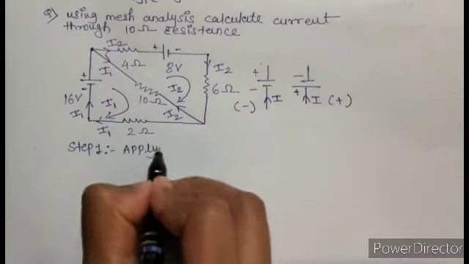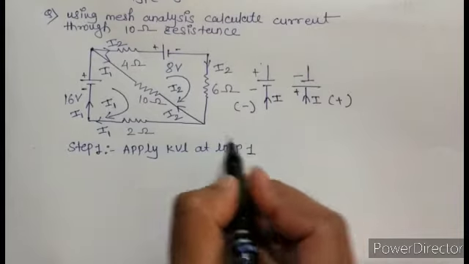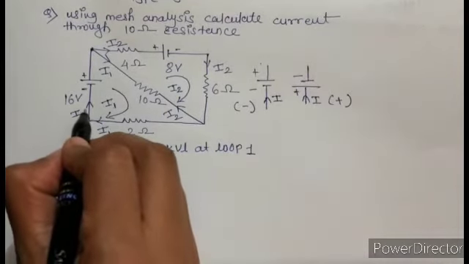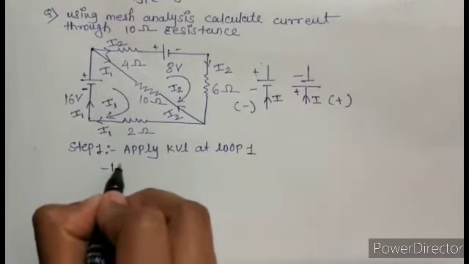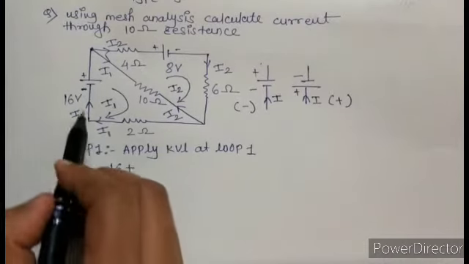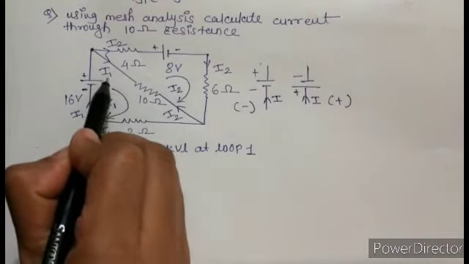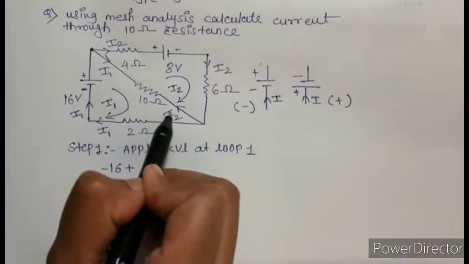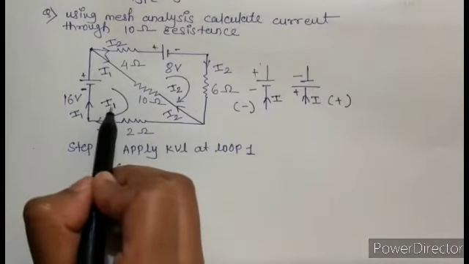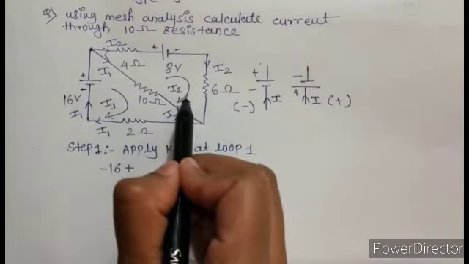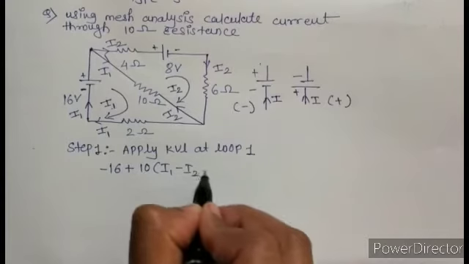Apply KVL at loop 1. This is our loop number 1. हम देख रहे हैं यहाँ पे करंट I1 माइनस से एंटर हो रहा है, सो वैल्यू ऑफ वोल्टेज इज -16, प्लस देन दिस करंट आगे चल के 10 ओम रेजिस्टेंस में से फ्लो हो रहा है. लेकिन हम यहाँ पे देख रहे हैं यहाँ पे दो करंट है, I1 भी है और I2 भी है, लेकिन हम लूप 1 में KVL अप्लाई कर रहे हैं. सो I1 को हम पॉजिटिव कंसिडर करेंगे और I2 को हम निगेटिव कंसिडर करेंगे. सो 10 इंटू (I1 minus I2).